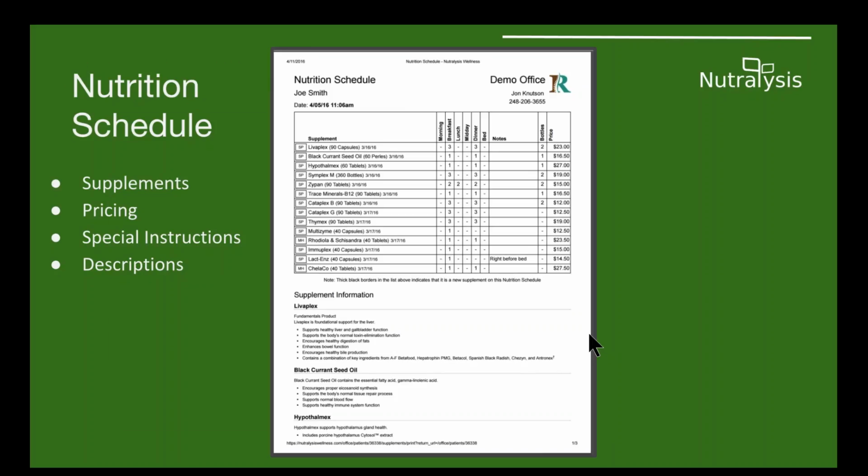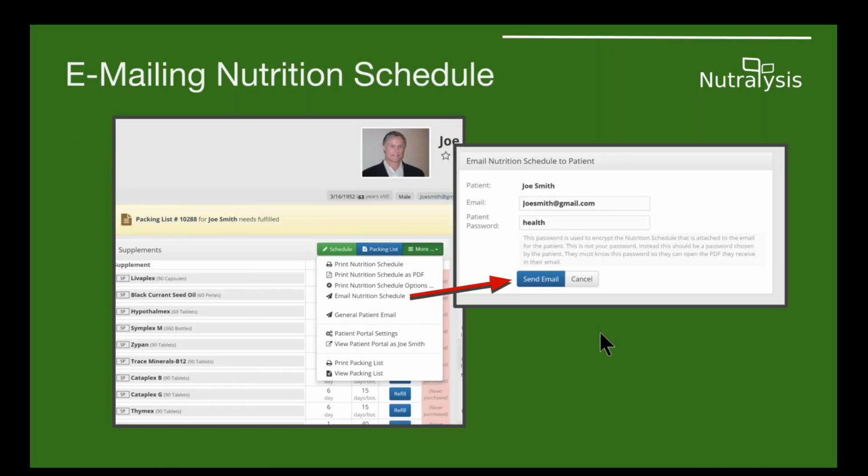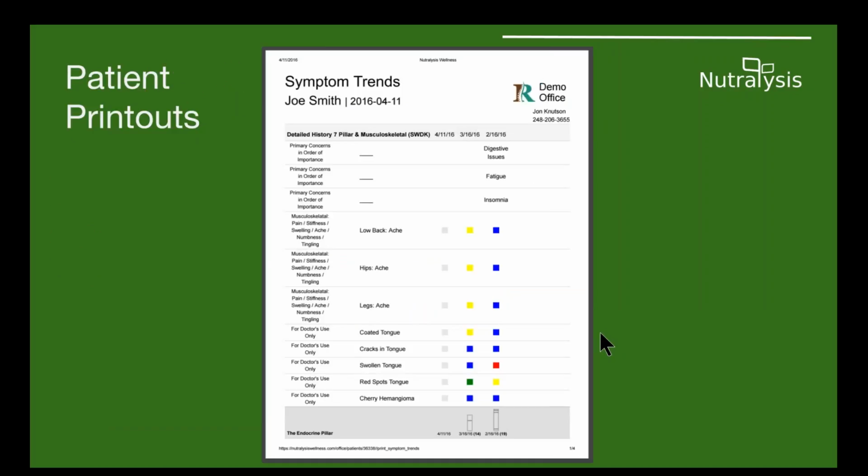Speaking of things we send home to patients, that's not the slide I wanted, but this is the slide I wanted. This is the patient printout, or the symptom trends report. And Christine, I know you had some thoughts about this. Would you tell me what you were thinking about that?